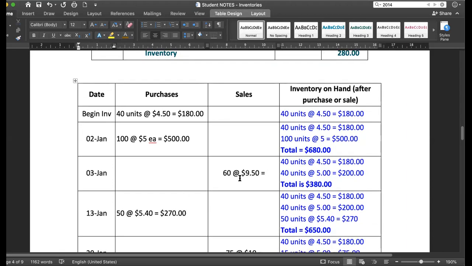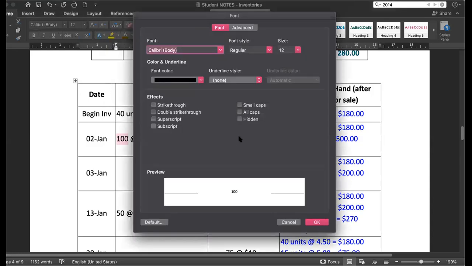Now, they sold 60 units on the 3rd of January. This is LIFO, last in, first out. So the last in were these 100 units. And remember, we're doing inventory at cost, not at the selling price. So of this 100 units, well, they sold 60. So therefore, there's only 40 of them left.